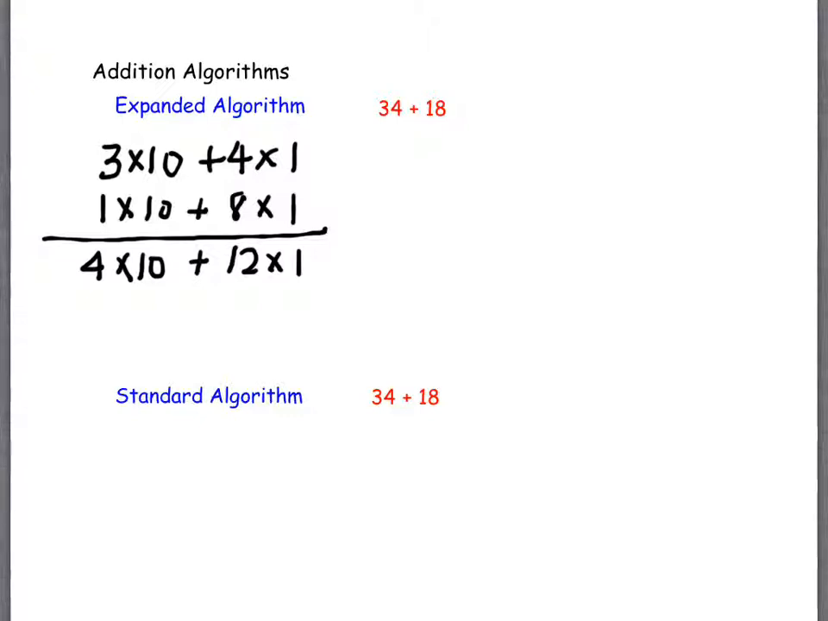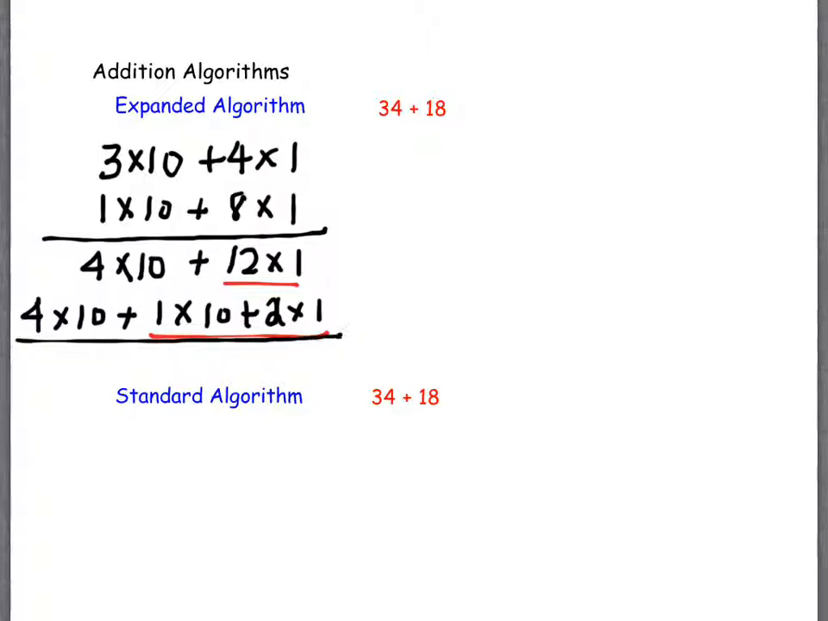But then we, of course, have to recognize that I don't want to have 12 times 1. I don't want to have that many ones. So I can separate this so that it becomes 4 times 10 plus 1 times 10 plus 2 times 1. So I separated out the 12 times 1 into 1 times 10 and 2 times 1. 1 ten and 2 ones, 1 dime and 2 pennies. And then I can combine the pieces that go together. So this is 5 times 10 plus 2 times 1, which is 52.